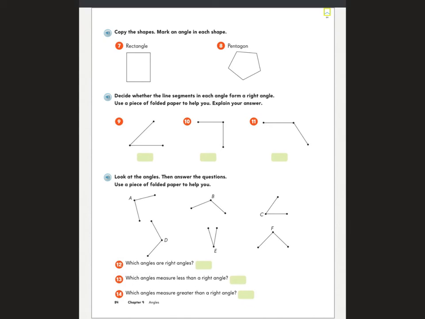For number 7, you're going to draw a rectangle. A rectangle has 4 sides. For number 8, you're going to draw a pentagon. A pentagon has 5 sides.